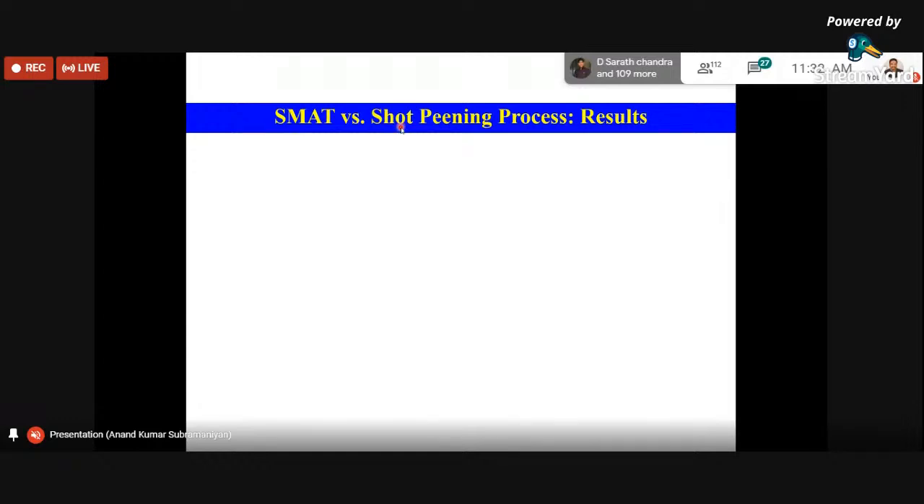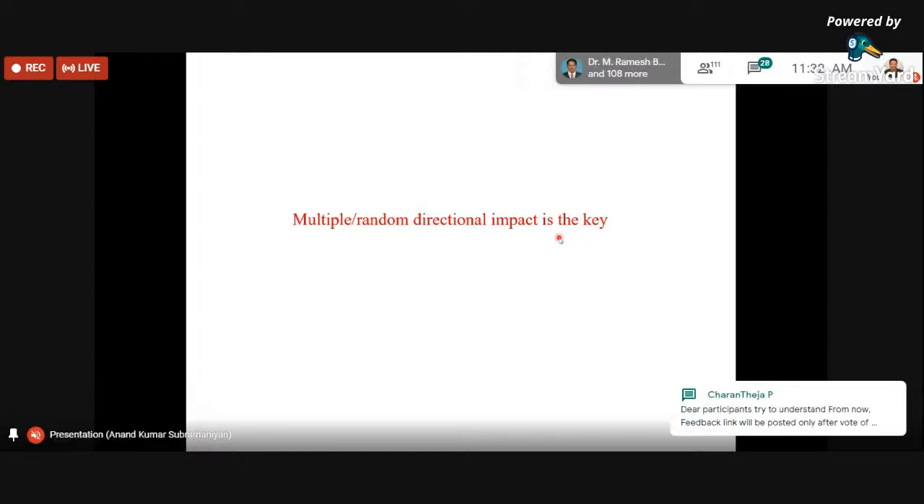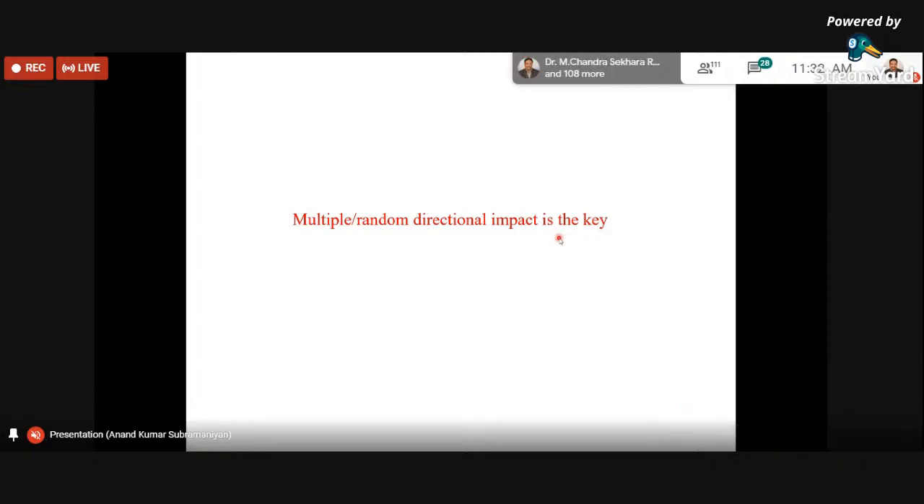Although we saw these case studies individually, this particular slide will show a one-on-one comparison, and that will tell us which process is superior, right? So as I said, in the case of the SMAT process, the multiple random directional impact is one of the key features which we will get, and that benefits us in inducing severe plastic deformation in a greater amount compared to shot peening, right?